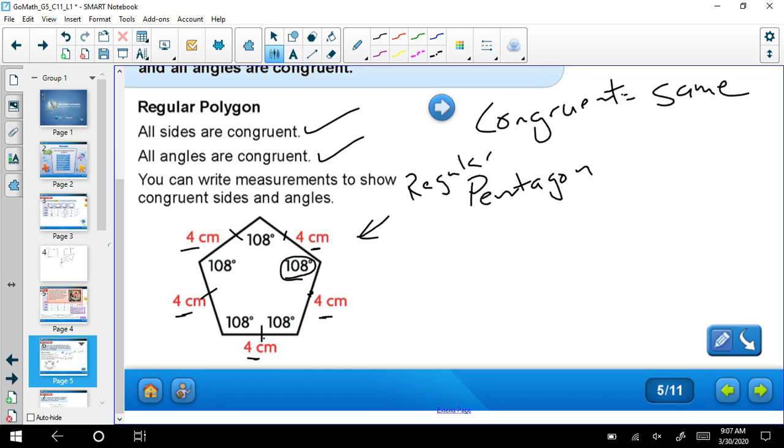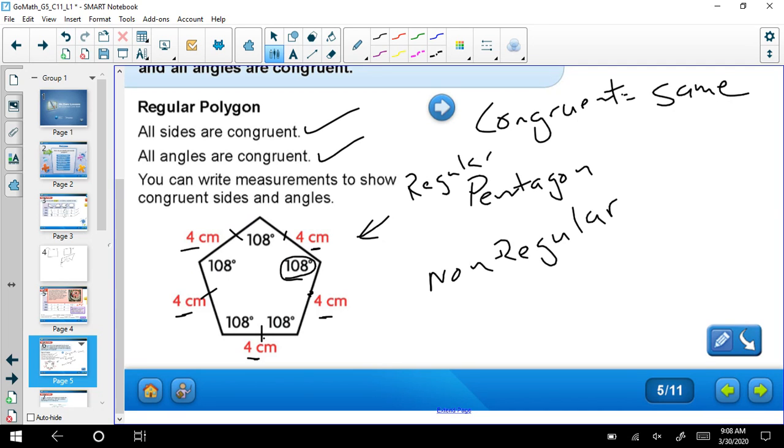pentagon. We can have regular triangles, we can have regular quadrilaterals, regular octagons and decagons. All of those can also be regular. Now, if it's not regular, then it's just a non-regular polygon. And a non-regular polygon is just any polygon that doesn't meet these criteria.